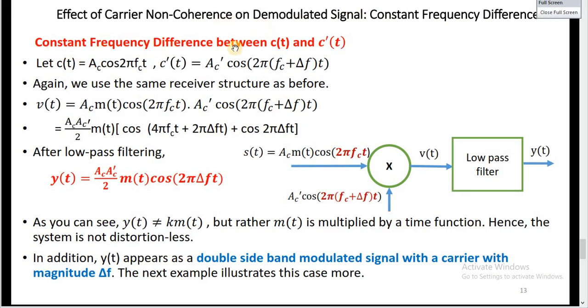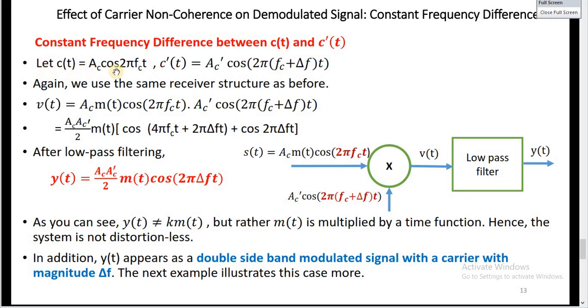So the constant frequency difference between C of t and C prime of t. Again, we assume that the carrier frequency is Fc. However, in this case, the locally generated frequency at the receiver differs from that at the transmitter by a frequency delta F. So this is the signal which we use at the demodulator. It's AC prime cosine 2 pi Fc plus delta F t.